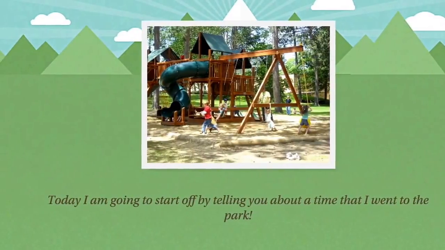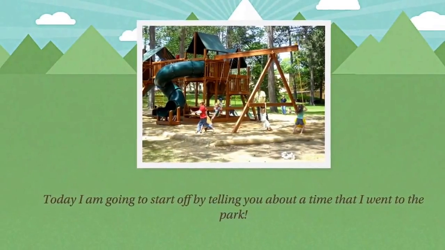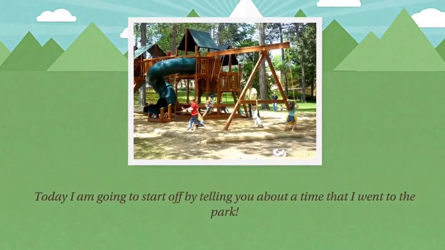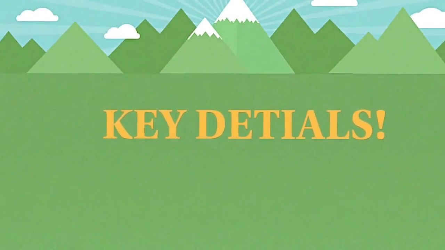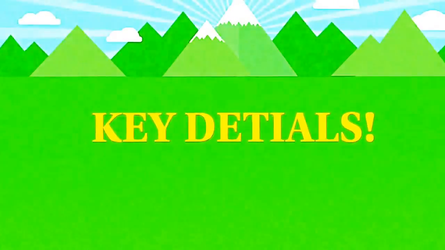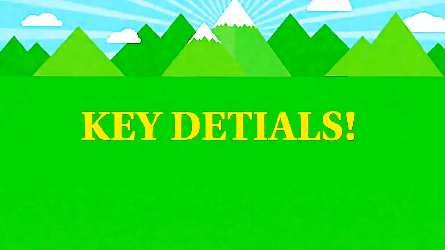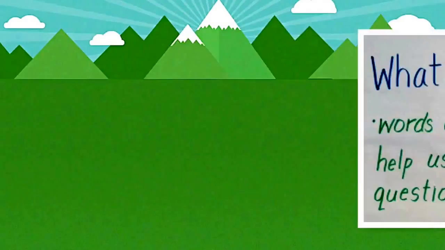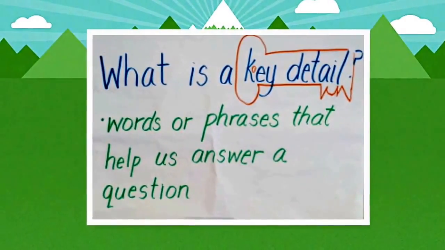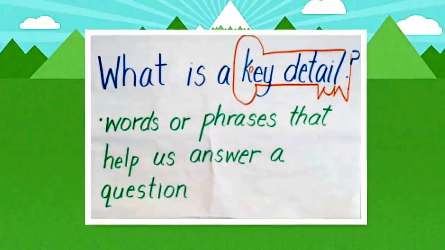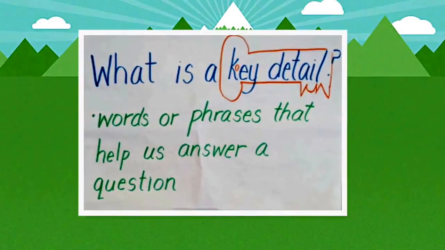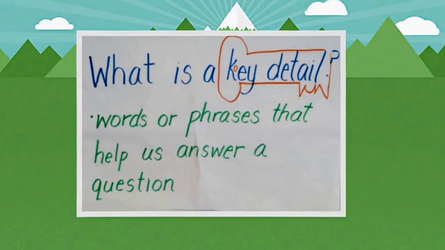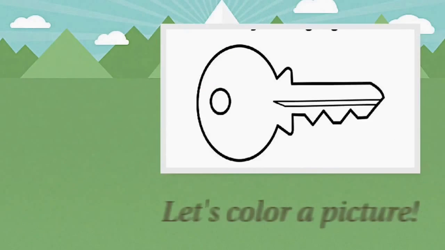So now that I've told you about my trip to the park, can you tell me anything that stood out to you in my story? Those moments that you just told me about from my park story are called the key details of a story. A key detail is a word or a phrase that helps us answer a question. It is very important to have key details in a story.